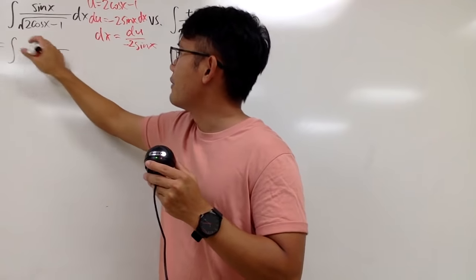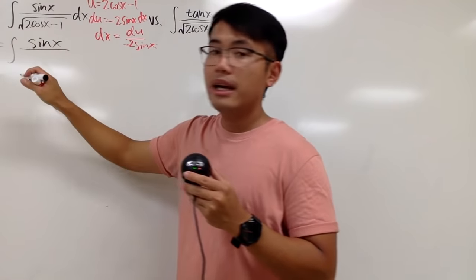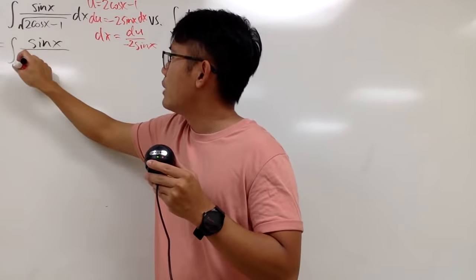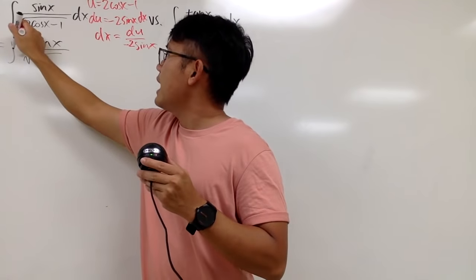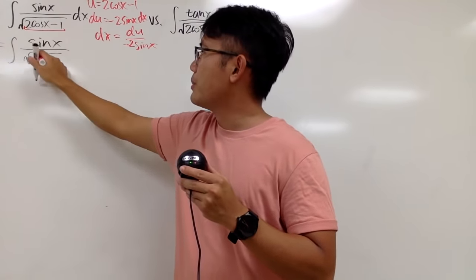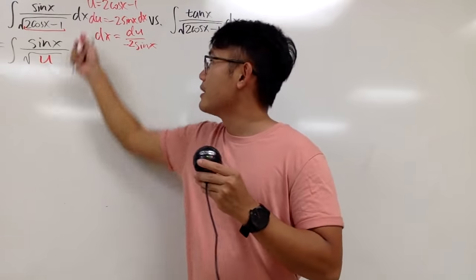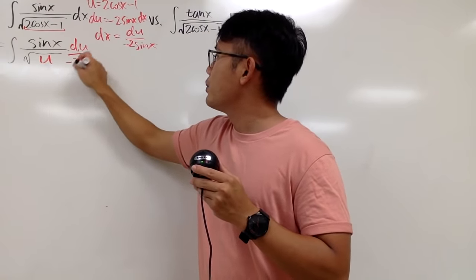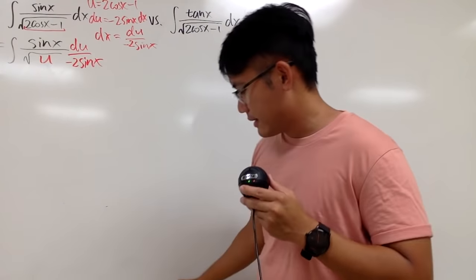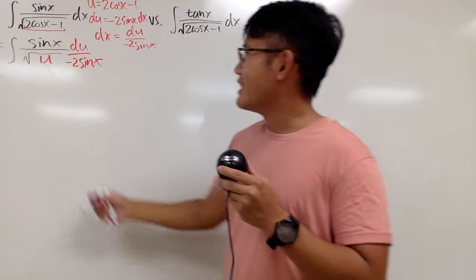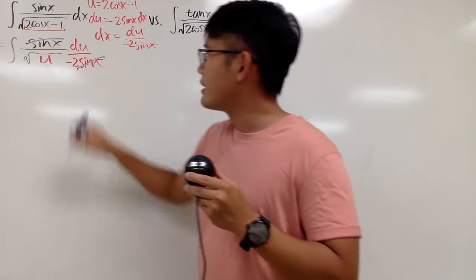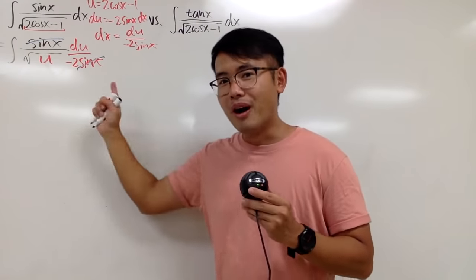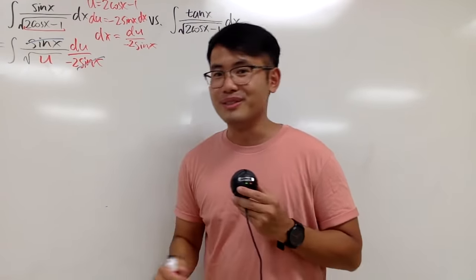On the top, we still have the sine x. And on the bottom, we have the square root. And the inside is our u, so I'll put the u right here. And for the dx, it's that, so I'll just put down du over negative 2 times sine x. And from here, we see that the sine x, they cancel each other out nicely. So we are completely in the u world, so that's good news.